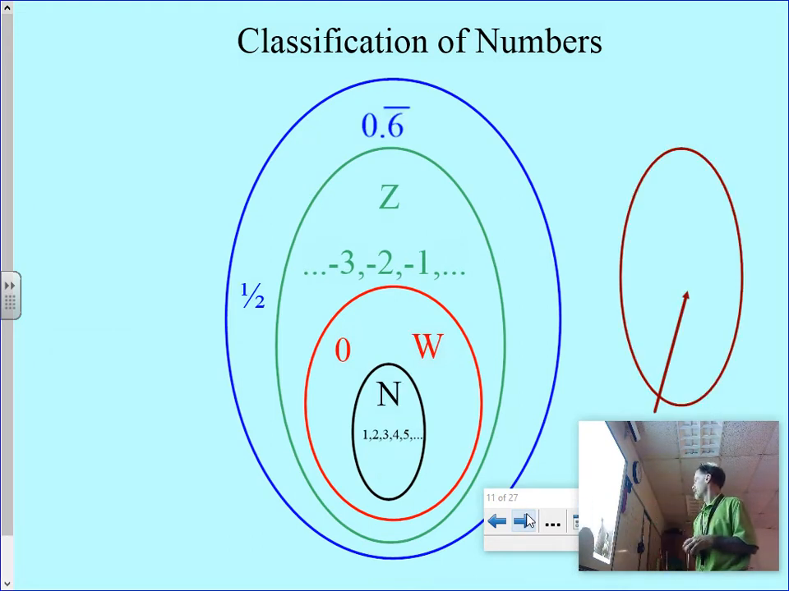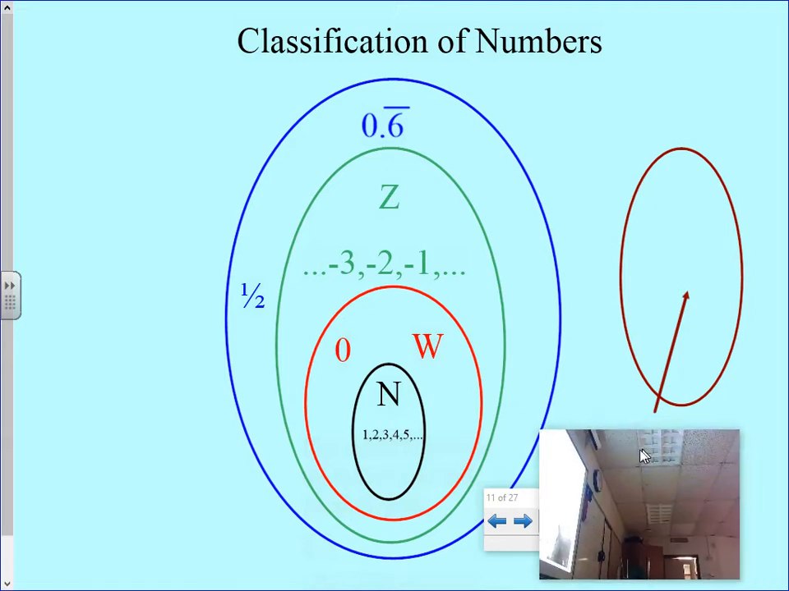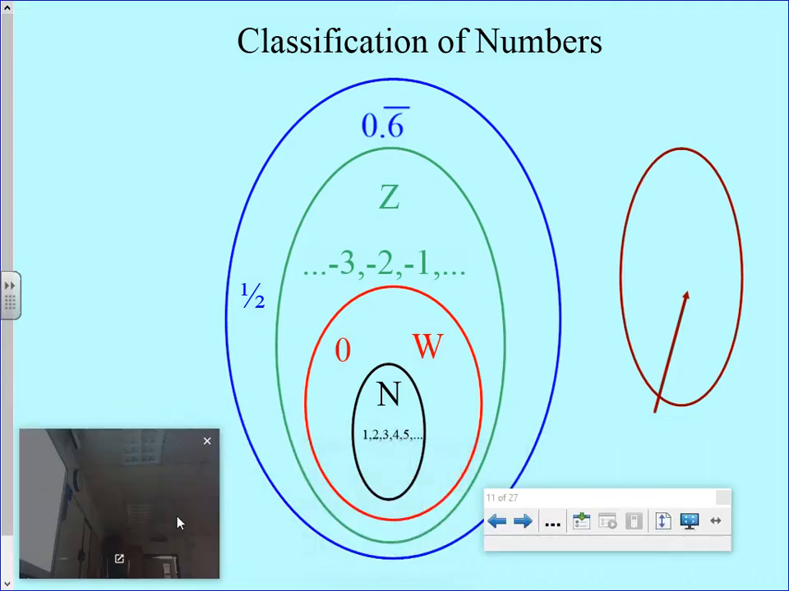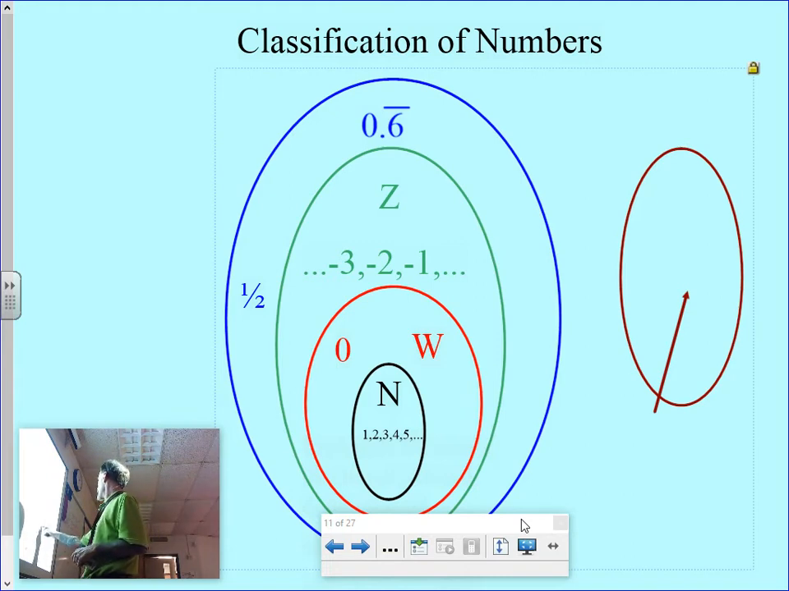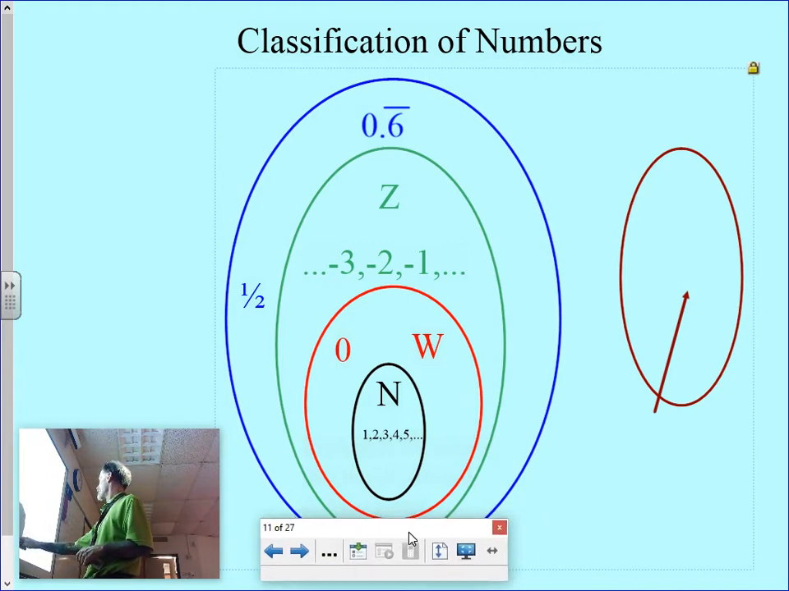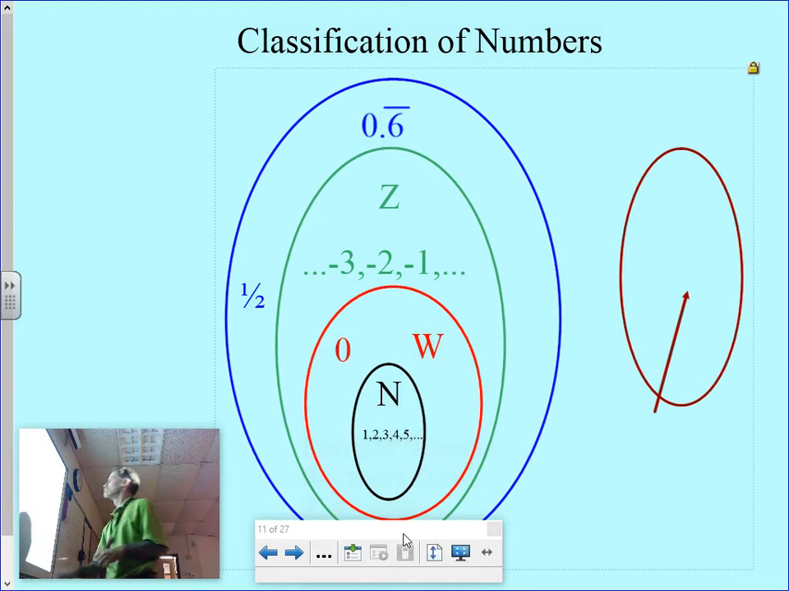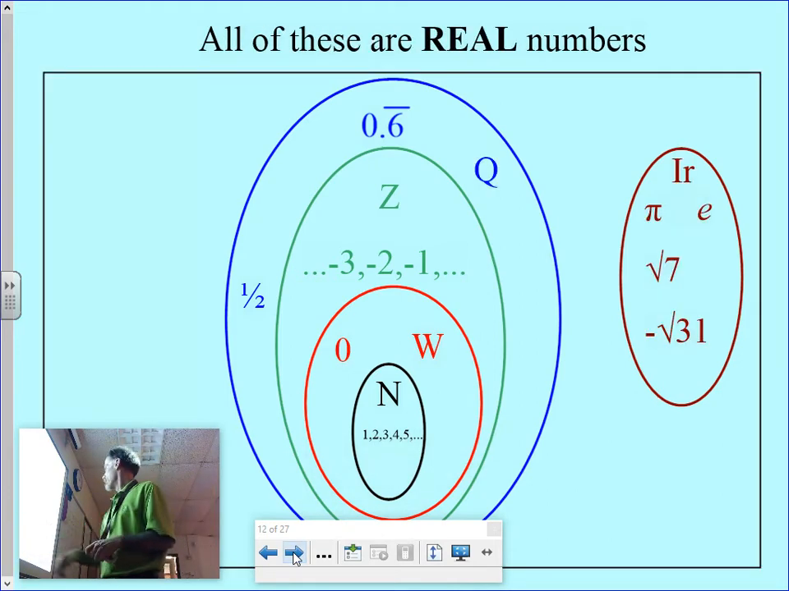Now, our last step here is going to be the irrational numbers, and if I can move my inset there, sorry about that. So the last set of numbers are called irrationals. And these are numbers that, they're still decimals, but they cannot be written as a fraction.